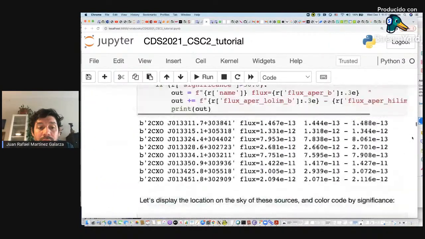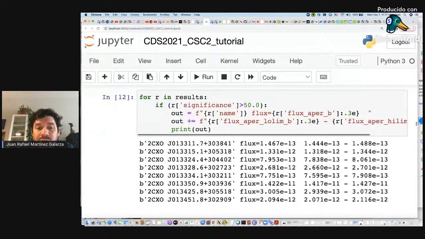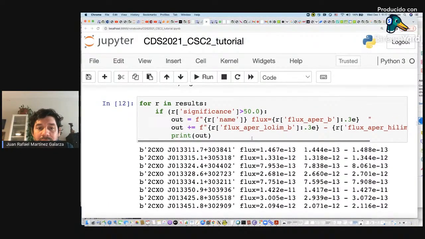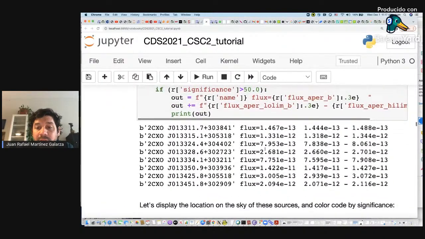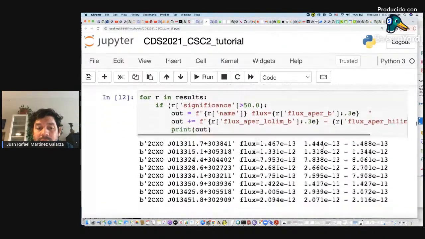And you can also print just a few of those properties for a few sources. So here I have printed the names and the fluxes and the flux errors for a bunch of them. All right.